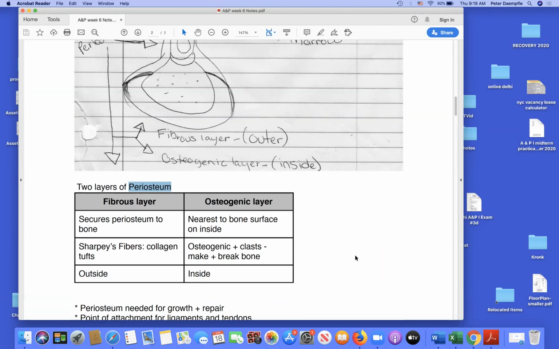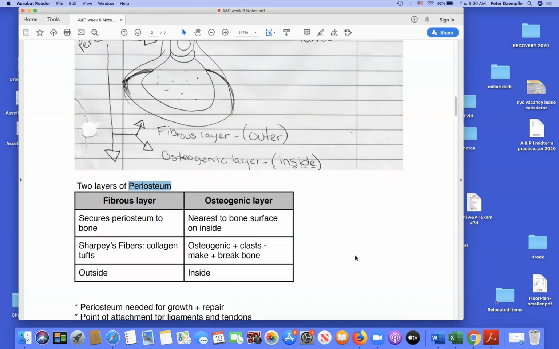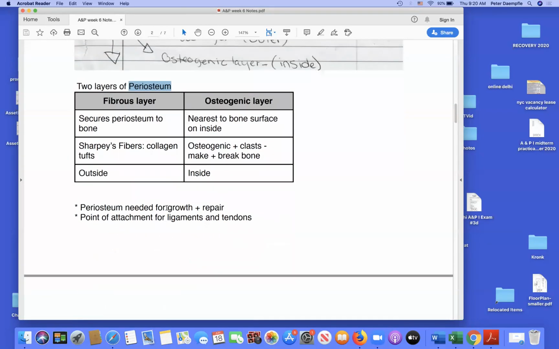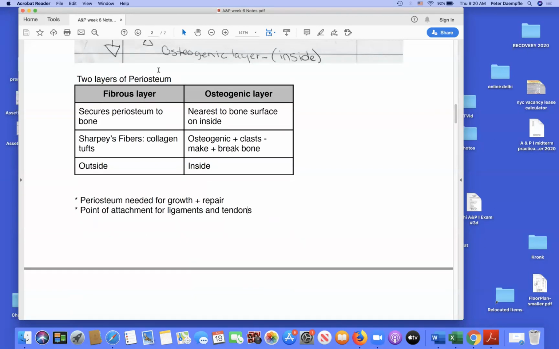The osteogenic layer is right on the inside of the periosteum, laying, again, as I said, right on top of the bone. And it has osteoclasts, which break down the bone, and osteoblasts, which build up bone. Bone is constantly growing and repairing itself, all right? And the periosteum is what does it. Periosteum, osteogenic layer, has those bone cells to build up and break down. In other words, remodel the bone underneath it. We know that the periosteum is a point of attachment for ligaments and tendons.